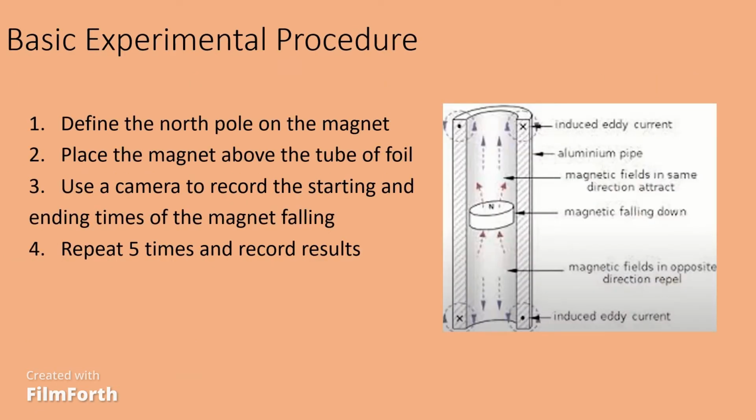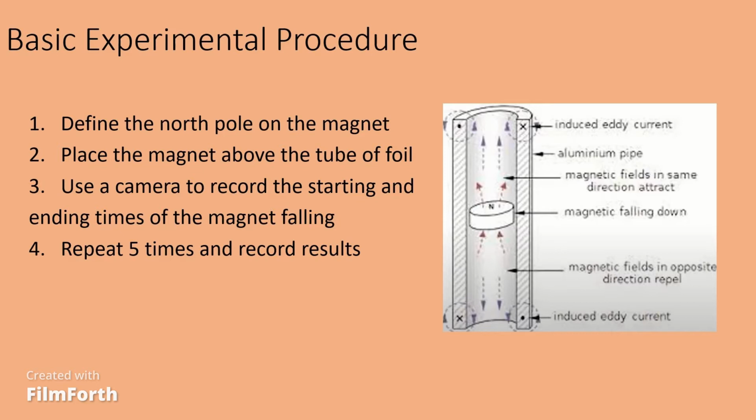Basically, a little rundown of the experimental procedure. We're going to find the north pole on the magnet. The north pole is a pole that repels, so that is easy to find. Then we place the magnet above the tube of foil, use a camera to record the starting and ending times of the magnet falling, and then we repeat a couple of times and record the results.